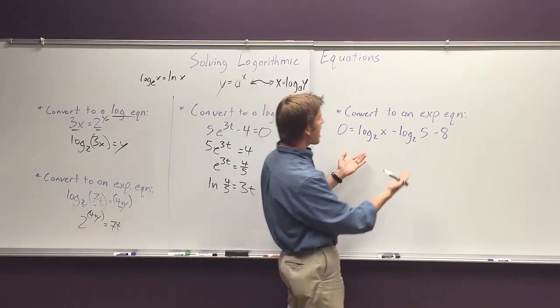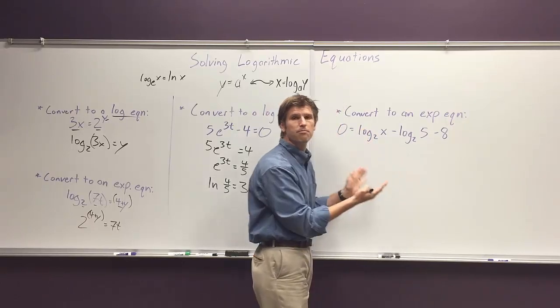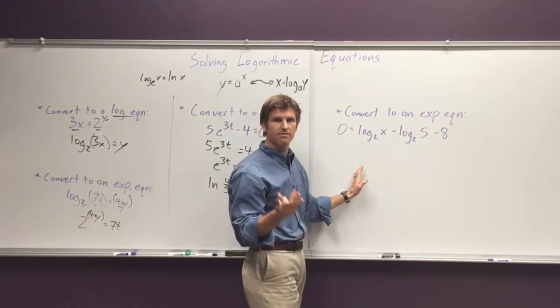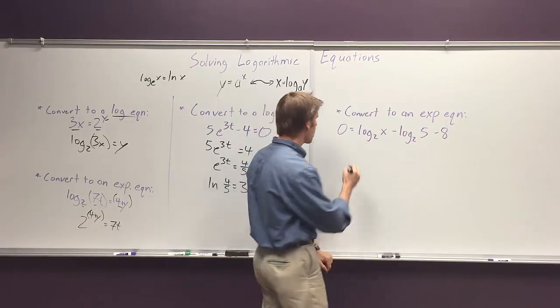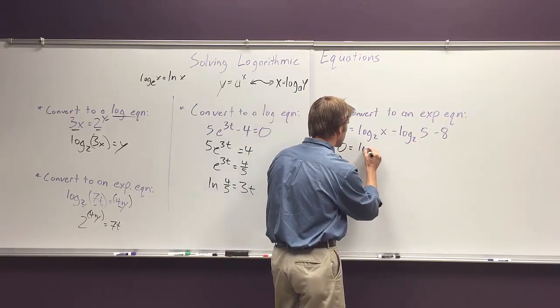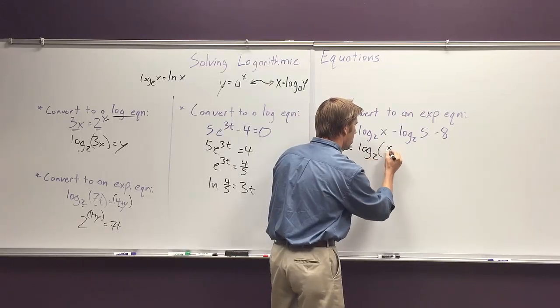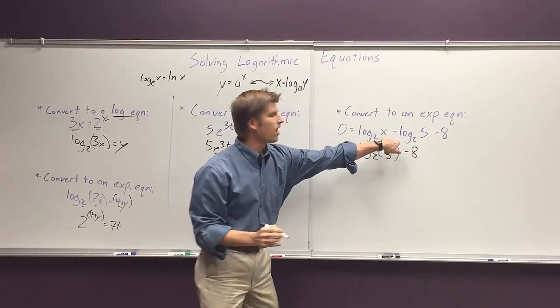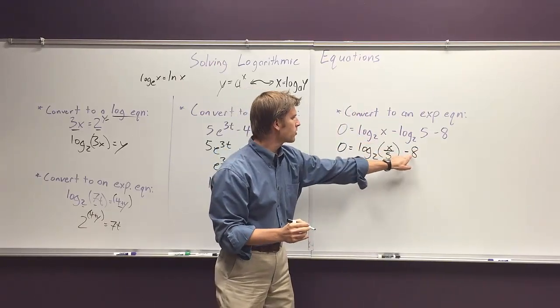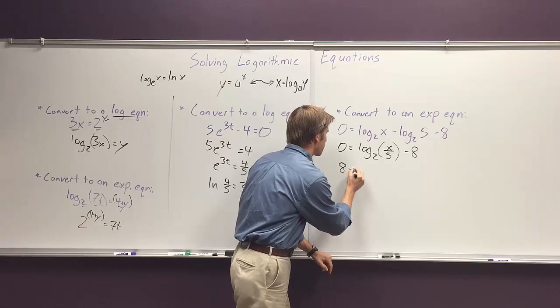Okay, last, how do I deal with something like this? This is not a basic logarithmic function. It doesn't have the three pieces. I'm going to have to combine these two. I'm going to use a log property. So 0 equals log base 2 of x over 5 minus 8. I've used a log property. Now I'm going to pull the 8 over to the other side.